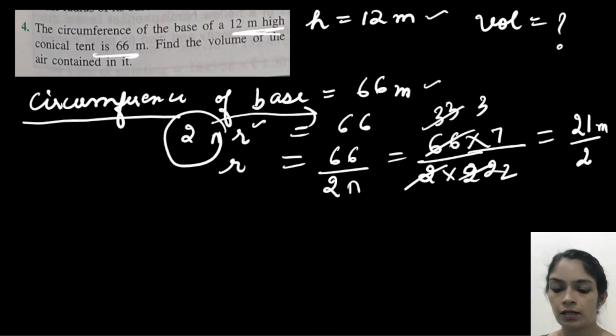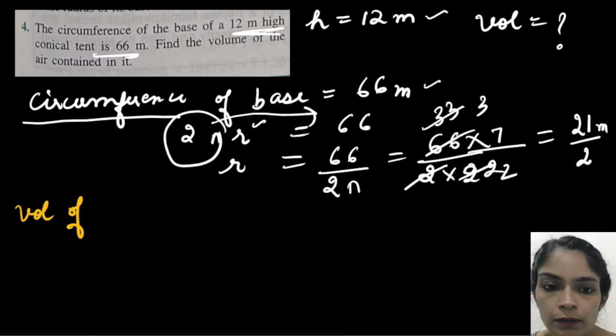Meter. Yes, 21 by 2. Correct. 21 by 2 you can write 10.5. I am just writing in fractional form only. Let's find volume now. So volume of cone formula we know, it is 1 by 3 pi r square h.